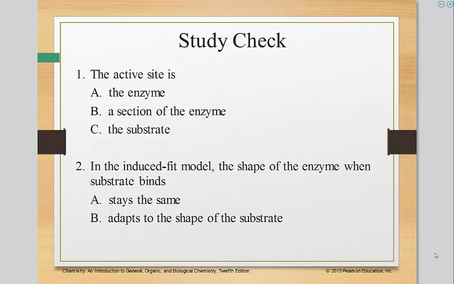Alright, so let's review. The active site is simply a section of the enzyme. And in the induced fit model, the shape of the enzyme when the substrate binds adapts to the shape of the substrate.